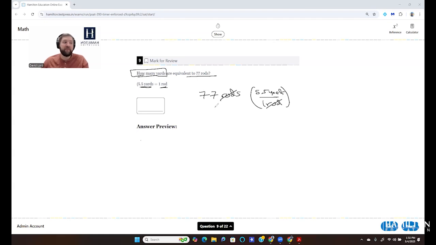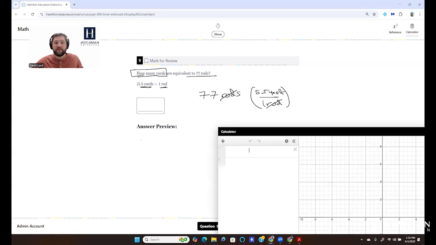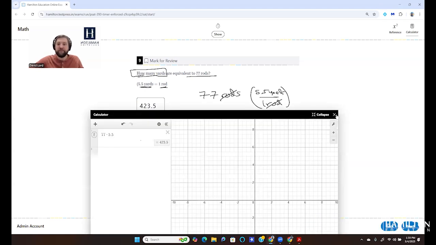So what is 77 times 5.5? Well, let's go to Desmos and type it in. 77 times 5.5, and that's 423.5. Because it didn't tell us to round to the nearest whole yard or anything like that, I would want to make sure to type in all the decimal places, and that is the maximum number of characters you can type on Bluebook app, because it's 1, 2, 3, 4, 5 characters. So that looks good.